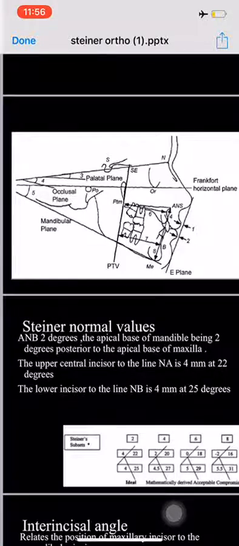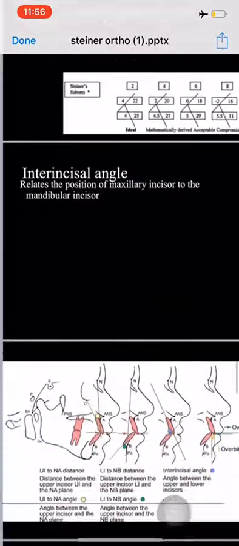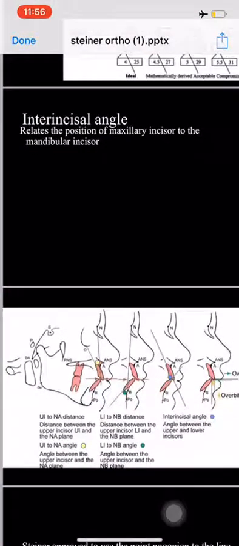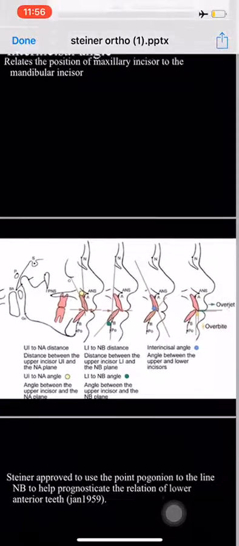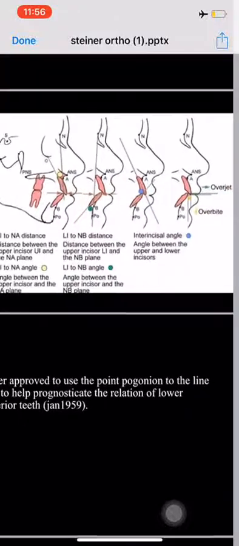The upper central incisor to the line NA is about 4 millimeter at 22 degree. The lower incisor to the line NB 4 millimeter at 25 degree. لهذا أنه قال أنا راح أسوي علاقة ما بين الأبر incisor واللور incisor. اللونج axis of upper incisor راح يقطع اللور long axis of the lower incisor راح يعطيني angle. شو اسمها هاي الانجل؟ اسمها inter incisor angle.